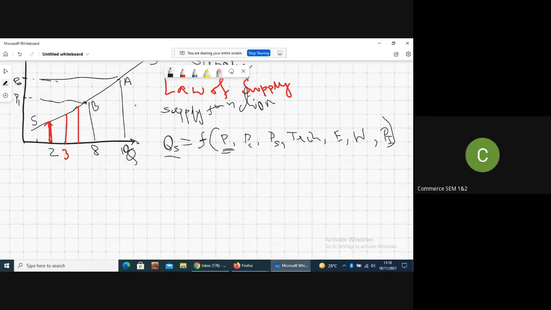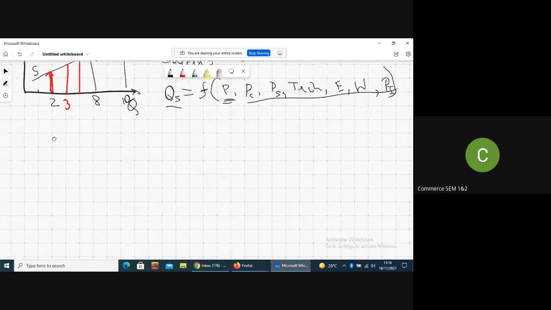Now, as in the case of the demand curve, we can also think of the change in supply when any one of these other factors is changing. So we will see how the supply curve changes or how the supply curve shifts if any one of these factors change. Let's see one by one. So first of all, we will change the price of complementary goods.